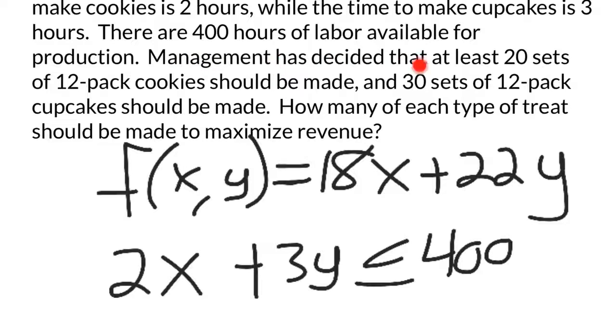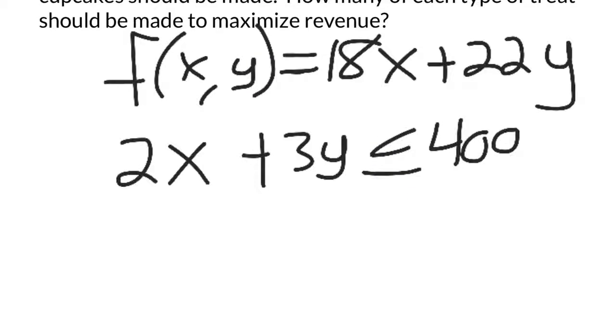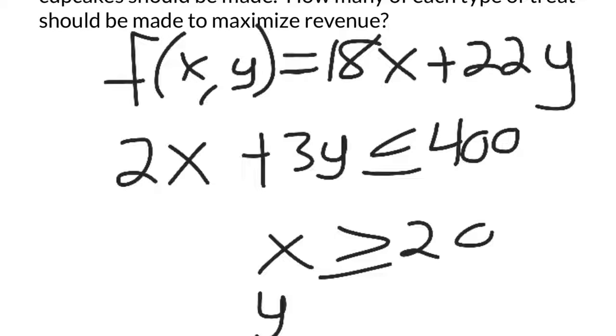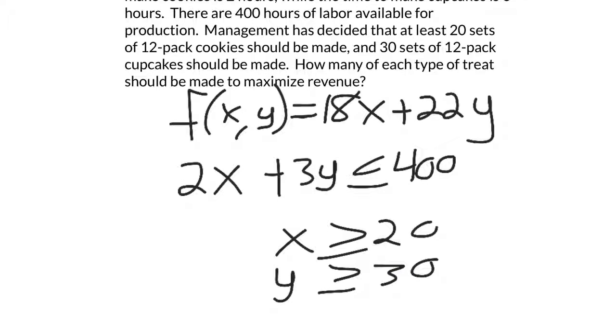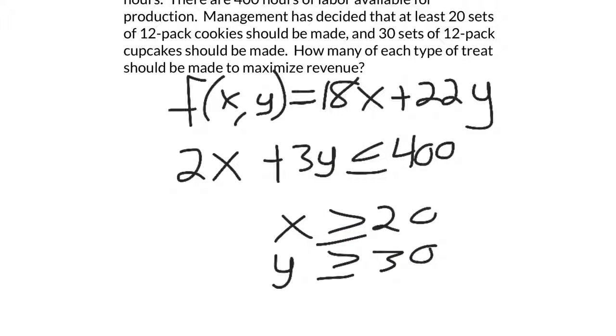And this piece says management decided at least 20 sets of cookies should be made, and at least 30 sets of cupcakes should be made. So they said cookies needs to be at least 20, and cupcakes needs to be at least 30. So we have to abide by those constraints as well. And then the last part is the part we've already read. How many of each type should we make to maximize? So we're going to graph these 3 inequalities, and after we graph them, we'll find the vertices and plug those into the function that we're trying to maximize.